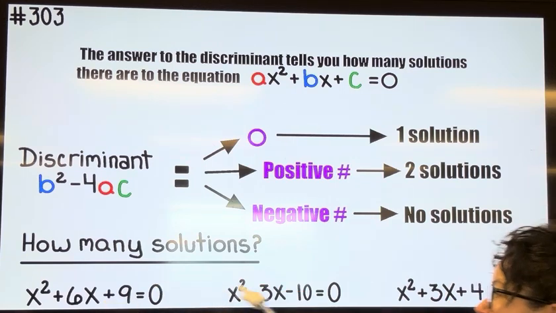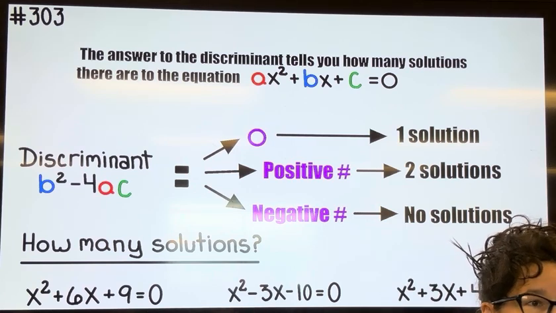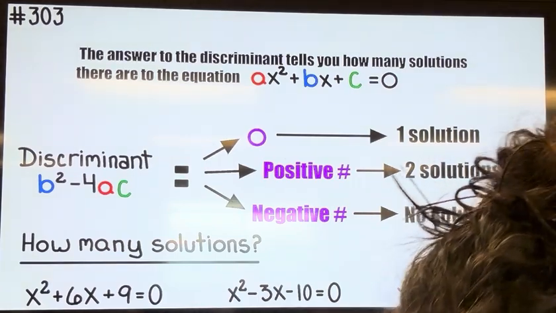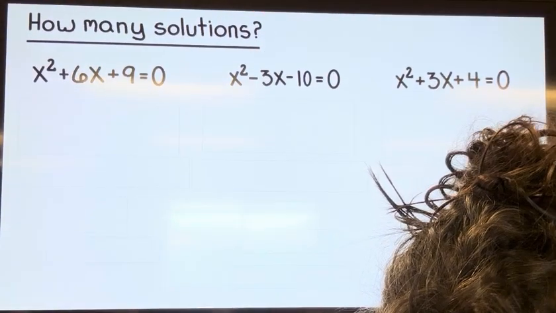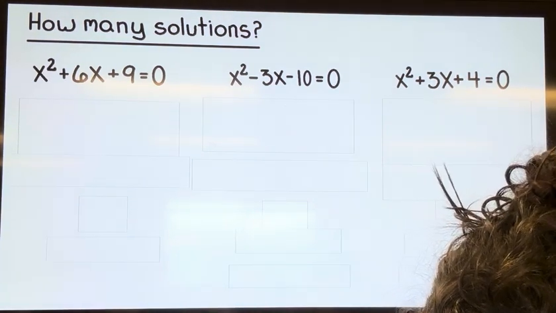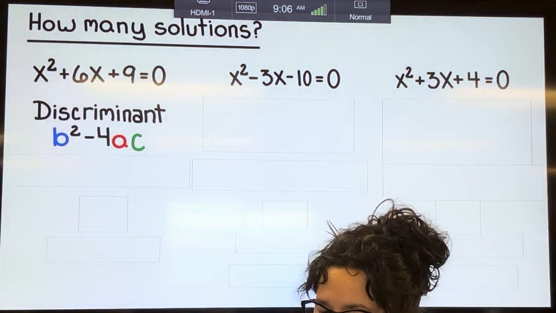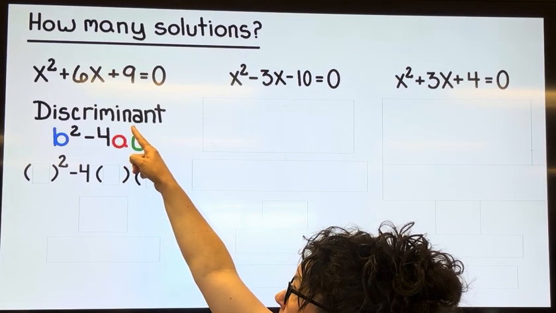So we're going to run through three separate equations. Keep in mind, I'm solving these quadratic equations, but instead of going all the way to the answer, I just want to know how many answers there are. Okay, so in this second one, I'll find the answer to the discriminant. Let's just pop in the numbers there.